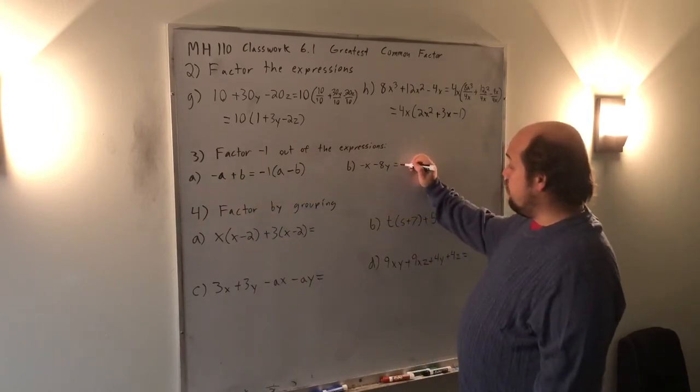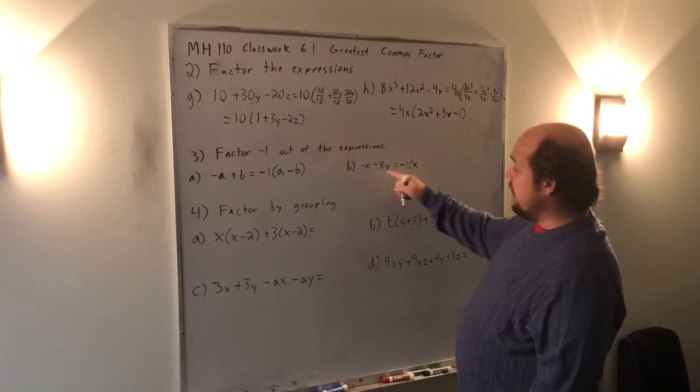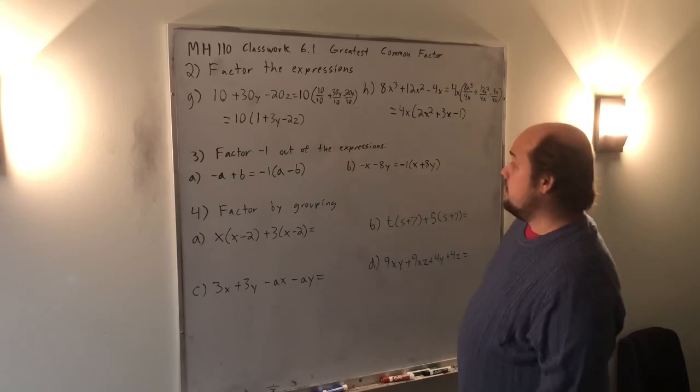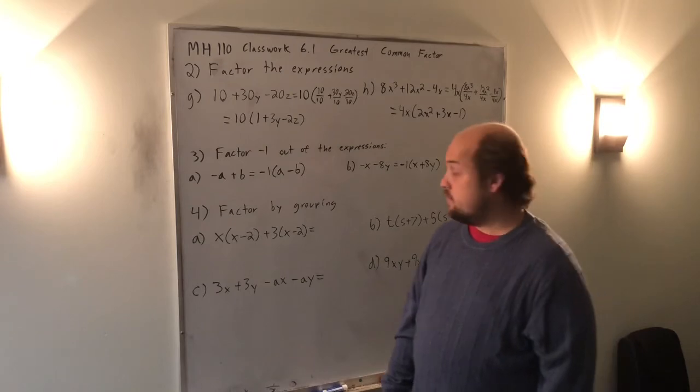Same idea here, write a negative 1 outside. What used to be a negative x is now a positive x. What used to be a negative 8y is now a positive 8y. Factoring a negative 1 out just means changing each sign in the expression.